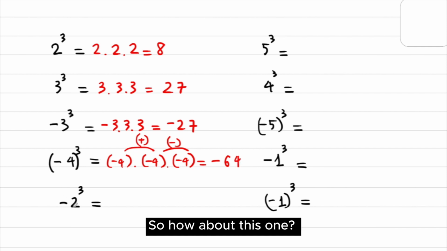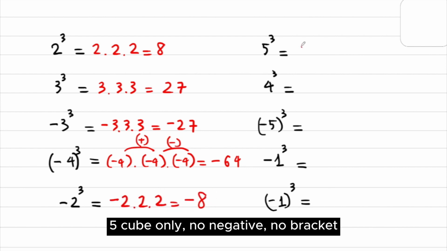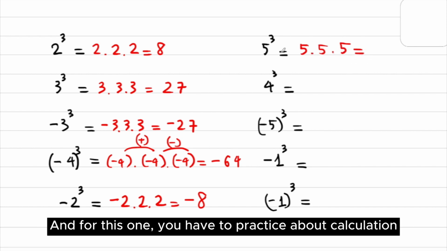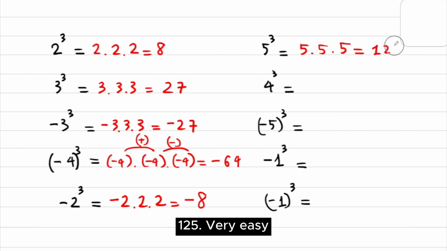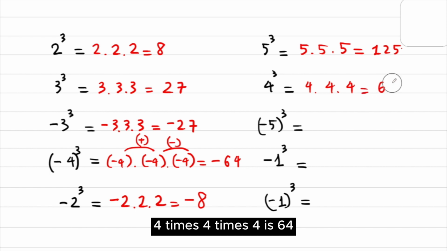Okay, so how about this one? Only 3 for 2. Repeat 2 three times. Negative 8. 5 cubed, only 5. No negative, no bracket. 5 times 5 times 5. And for this one, you have to practice the calculation. 125. Yes, very easy. 4 times 4 times 4 is 64.